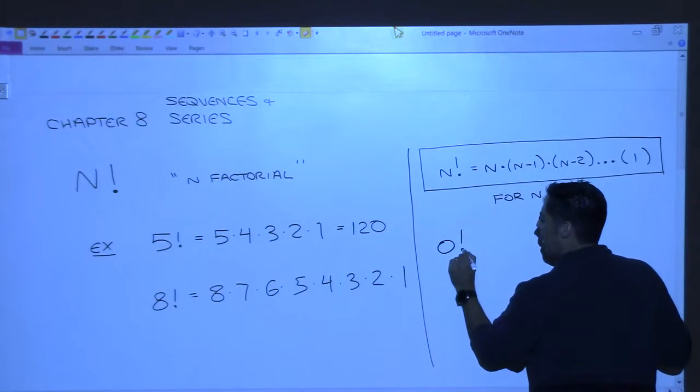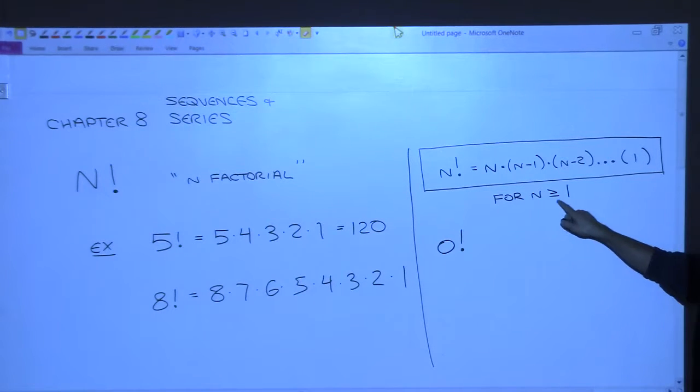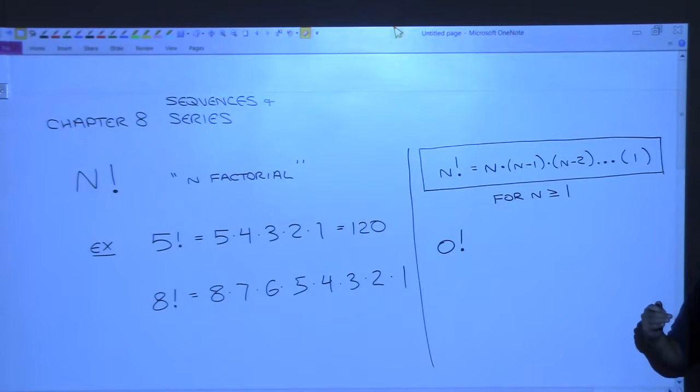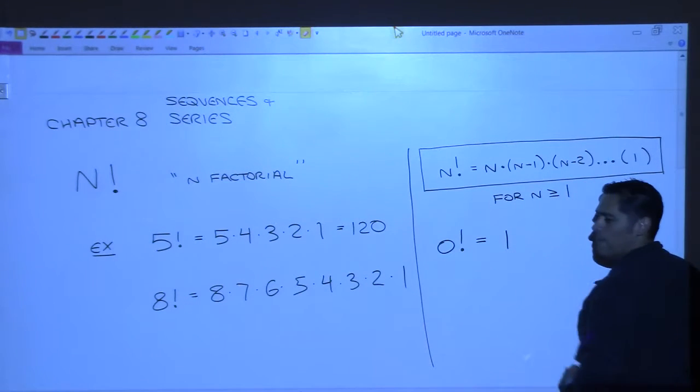What is 0 factorial? Well, I told you this formula only works for n bigger than or equal to 1. But we actually have a definition of this. And this always bothered me as a student. But this is something where I'm just going to tell you this is what it is, and it's because we've defined it this way. Mathematicians all got together and we said we are going to define this to be 1.